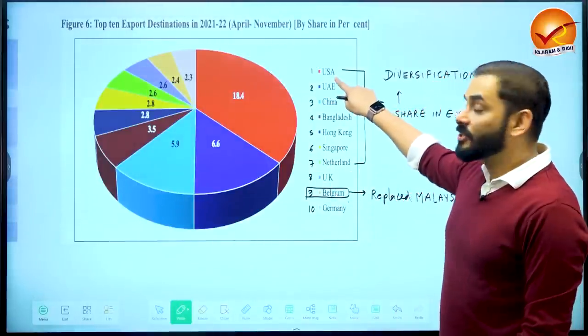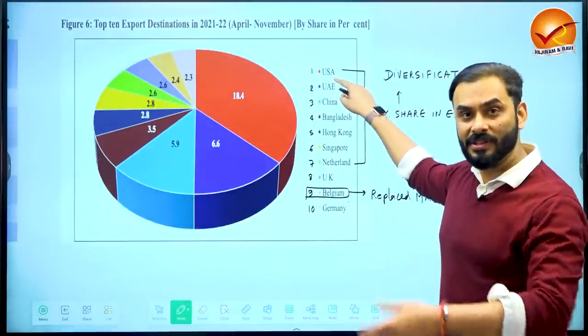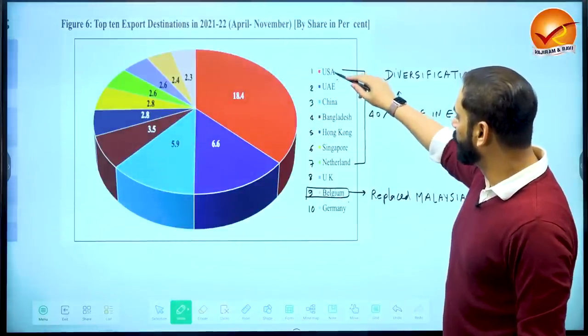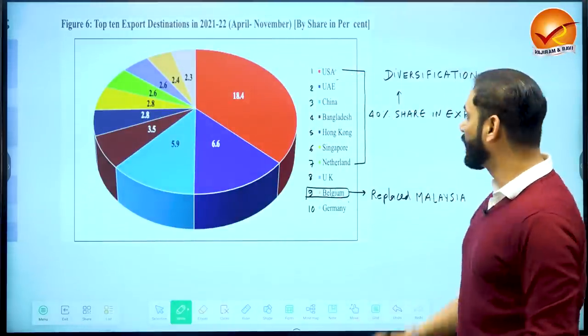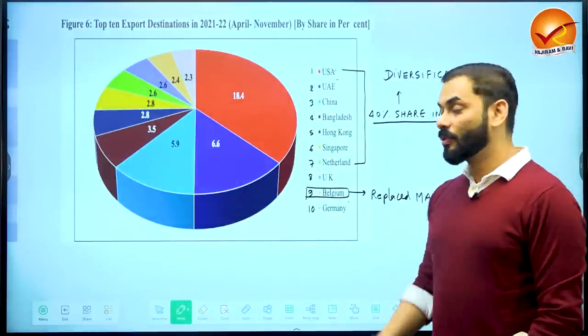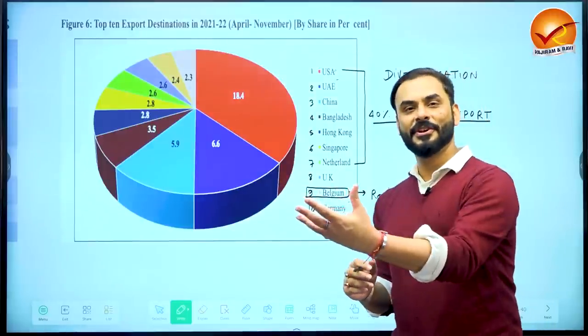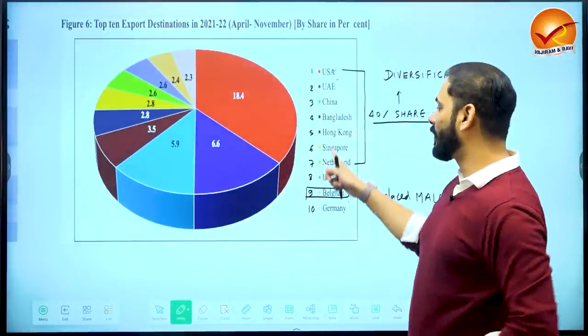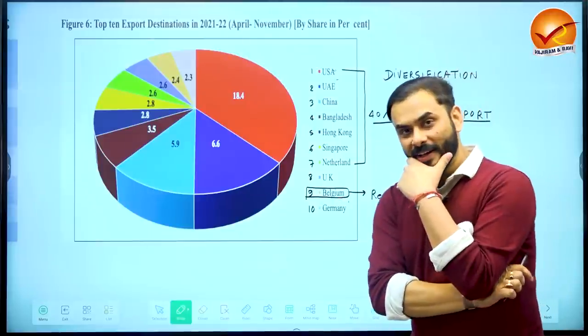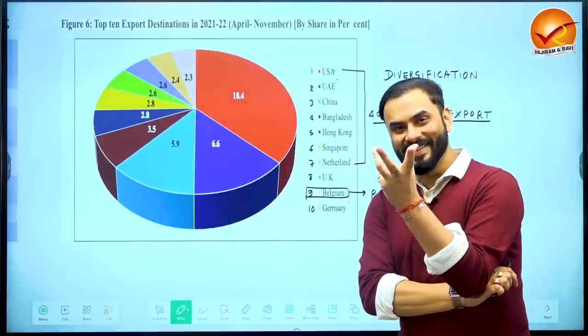Which country tops the list as far as our export is concerned? USA. These seven countries, USA till Netherlands, contribute 40% to our export. So, if India is exporting 100 boxes, 40 boxes are being exported to these countries. Does it look like a diversified trade, or does it look like a concentrated trade?